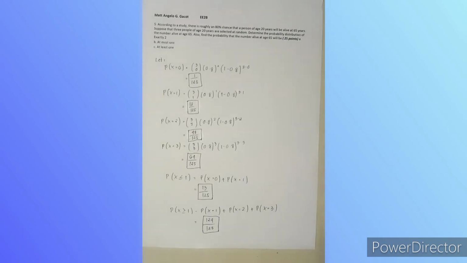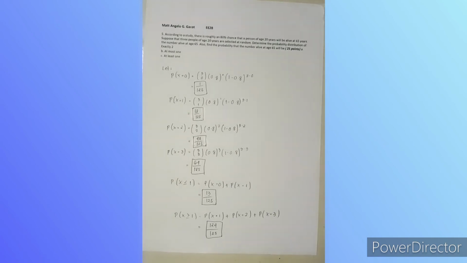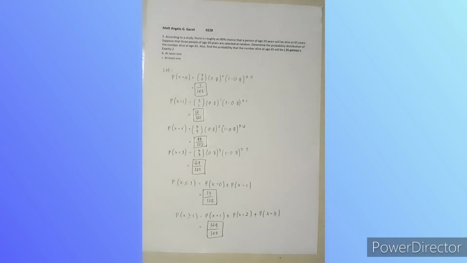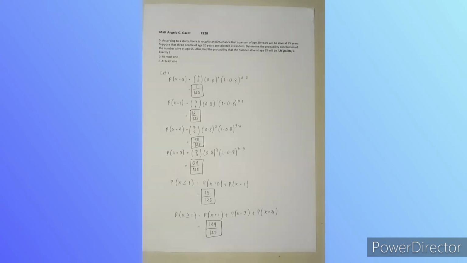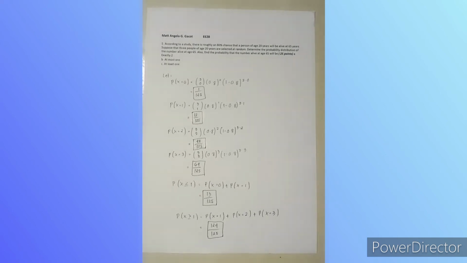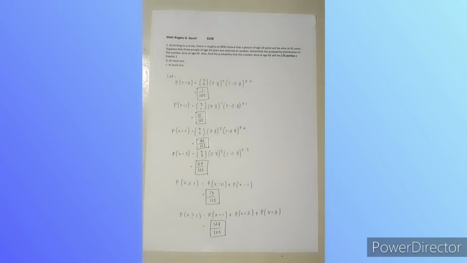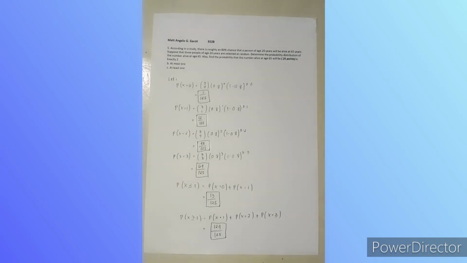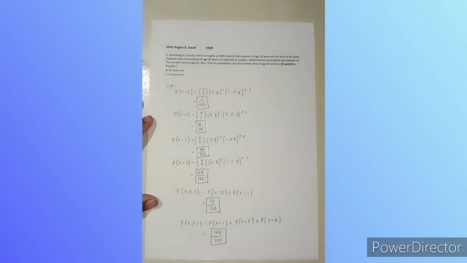So for the number 5 problem, according to a study, there is roughly an 80% chance that a person of age 20 years will be alive at 65 years. Suppose that 3 people of age 20 years are selected at random. Determine the probability distribution of the number alive at age 65. Also, find the probability that the number alive at age 65 will be at exactly 2, for B at most 1, C at least 1.